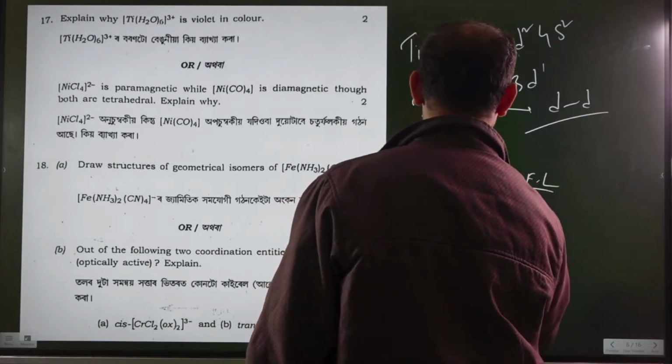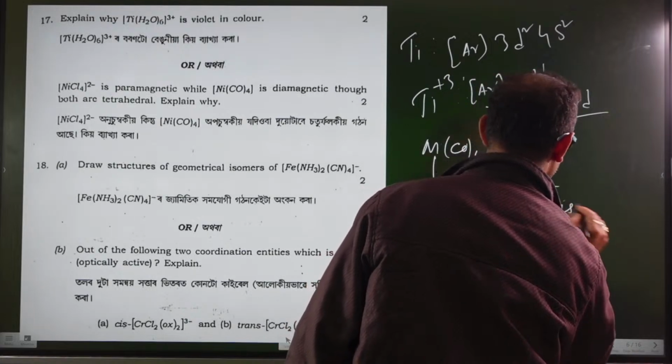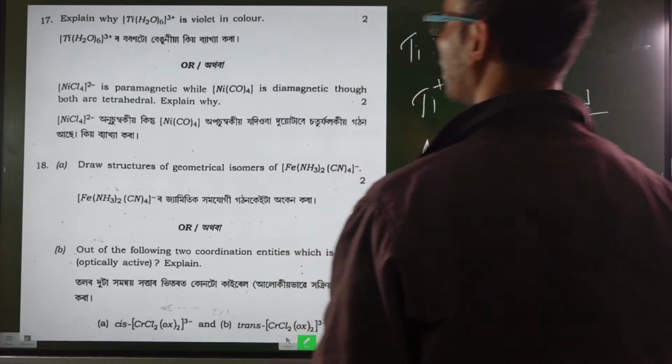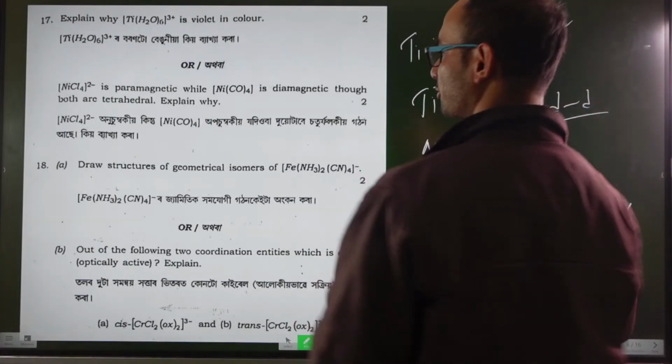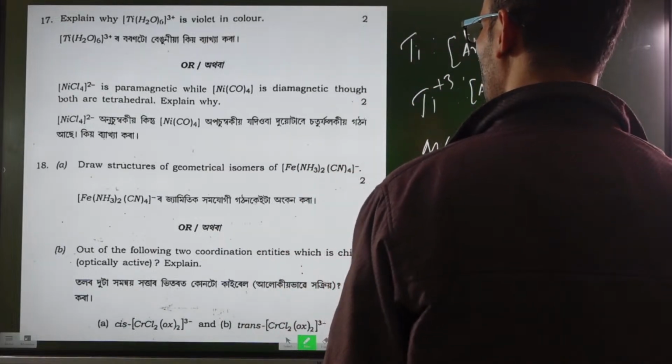So that means in this nickel tetracarbonyl there is no unpaired electron. There is no unpaired electron. That means this is diamagnetic in nature. Moving to this, draw the structure of the geometrical isomer of this.